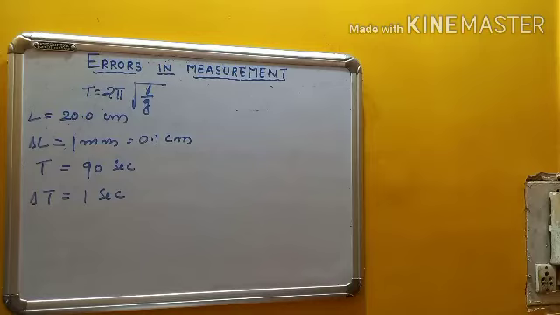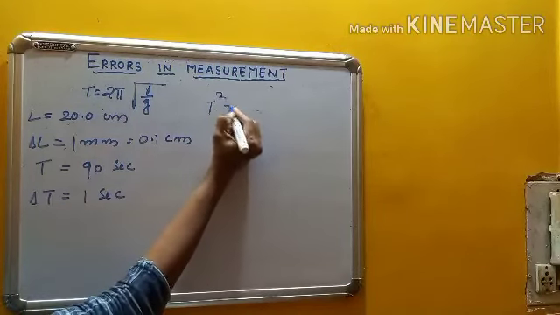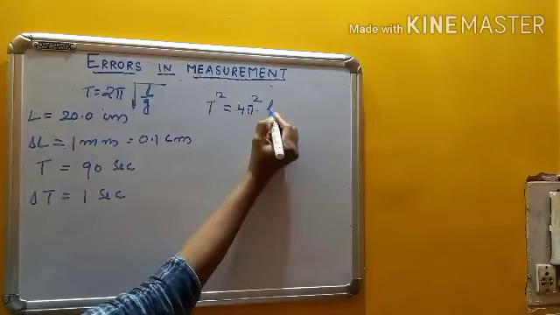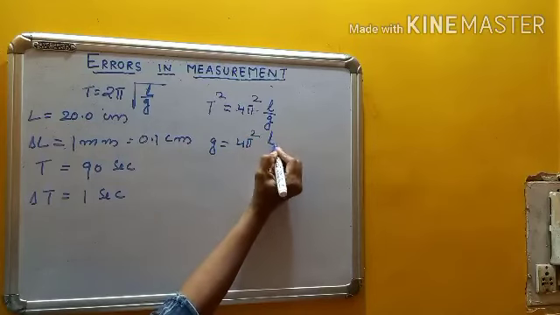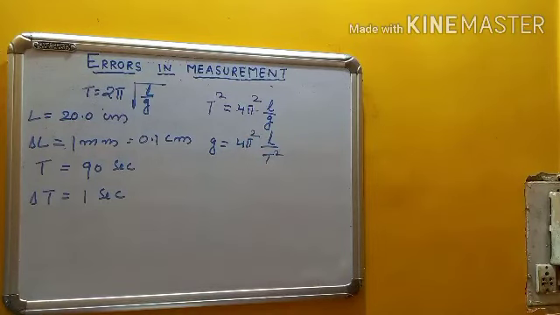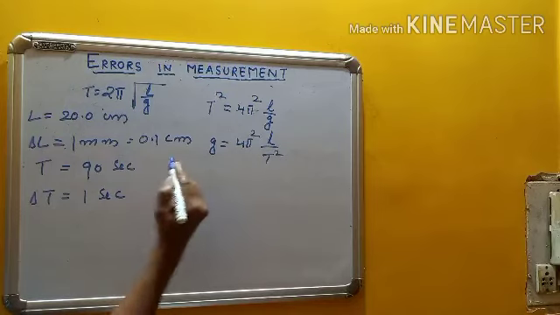Okay. Now, what is the question? What is the accuracy in the determination of g? That means you have to calculate the percentage error in g. So, we first need the expression for g. The expression for time period is given, and from that we have to write the expression for g. So, let us square on both sides. T square is equal to 4 pi square L by g, or g is equal to 4 pi square into L by T square. Okay.